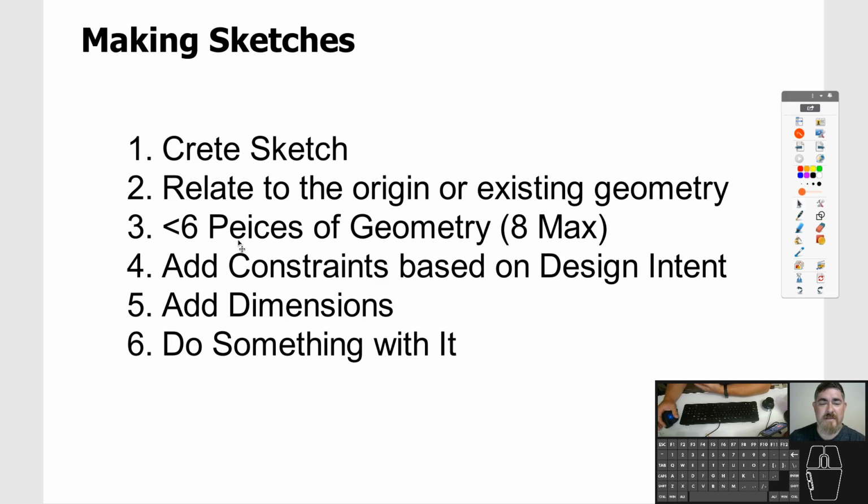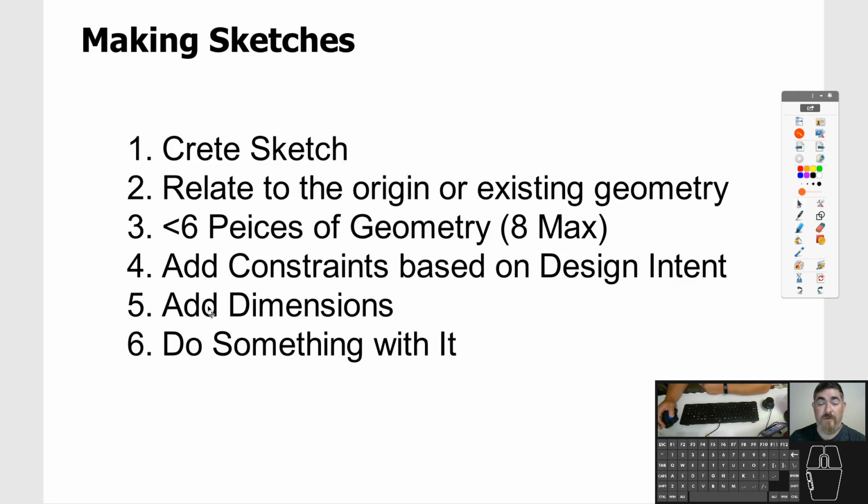Part of keeping the sketch simple is we don't want to use over 6 pieces of geometry. So we want to use less than 6 pieces of geometry if we can, no more than 8 pieces of geometry. Lines, arcs, any of that. More than that is too complex. We want to keep our things simple. And then we'll go through and add constraints and then add dimensions.